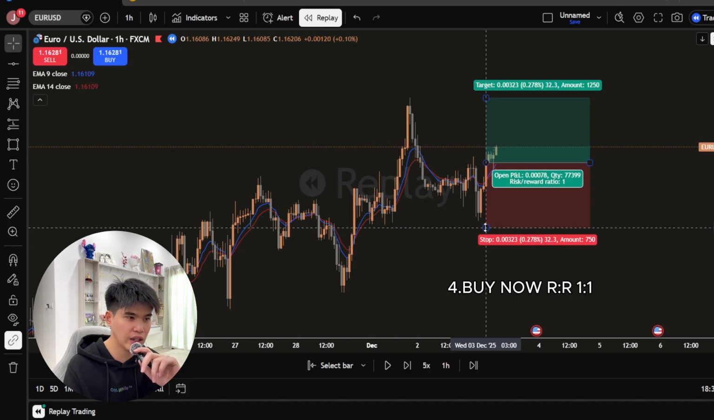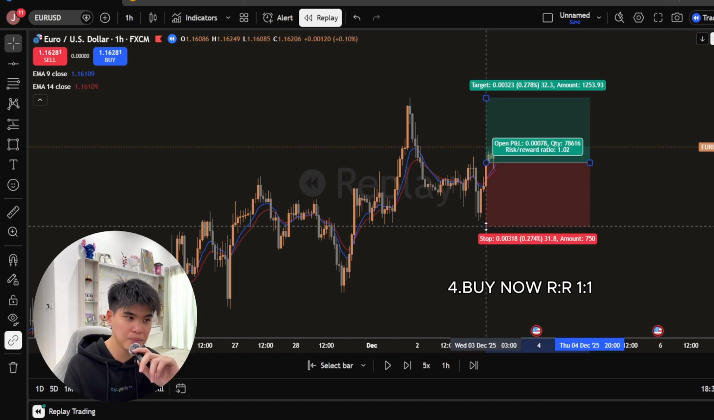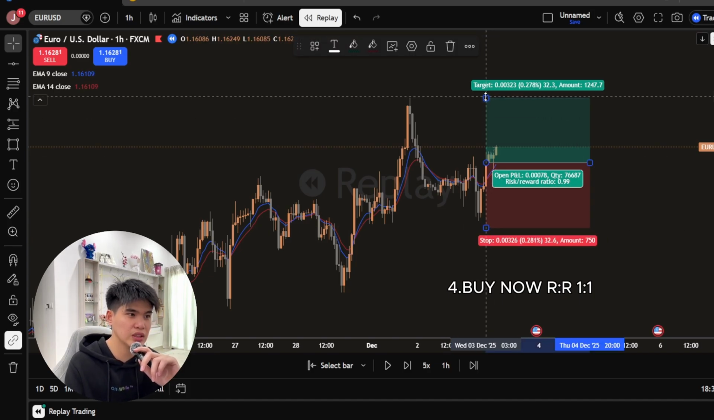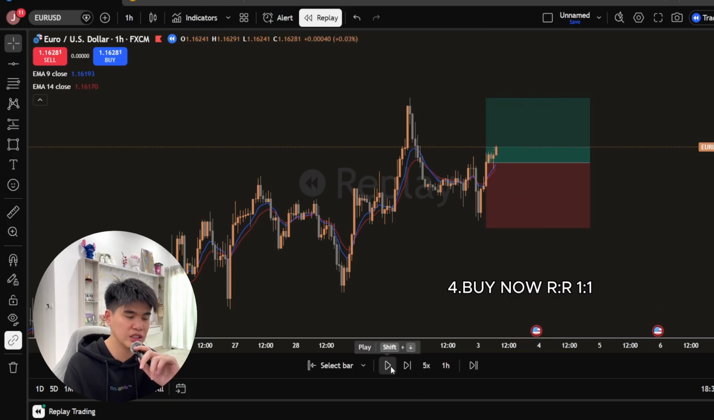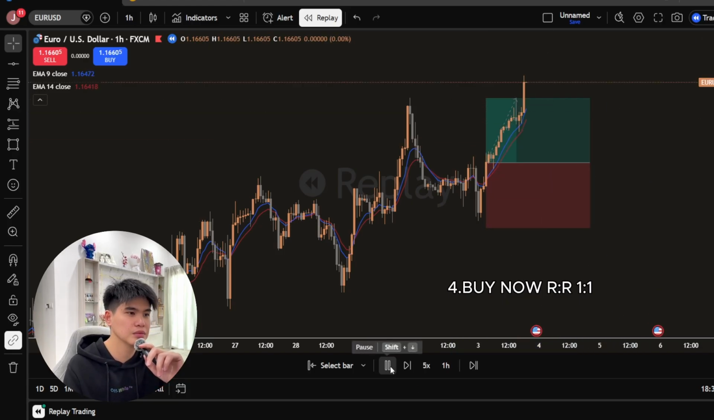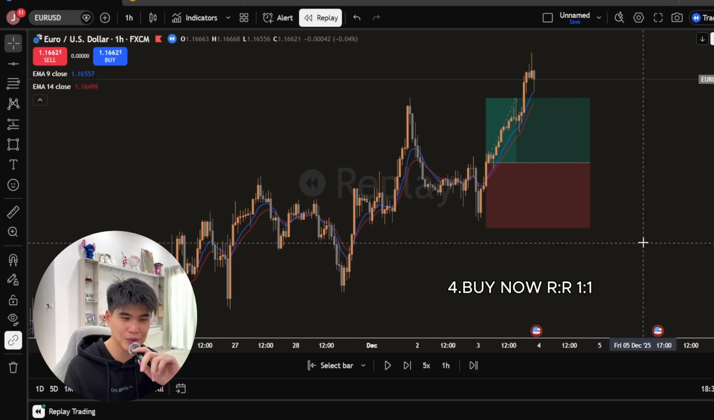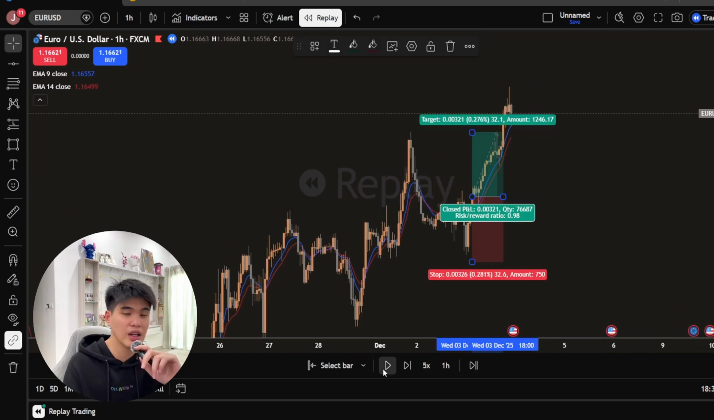So again, I like to set my risk and reward to 1 to 1. So there's 32 pips here, and that's about 32 pips here as well. All right, let's go and see what happens. Congratulations, we got our first take profit of the day. And then we're gonna wait again and see if it happens another time that gives us another entry.